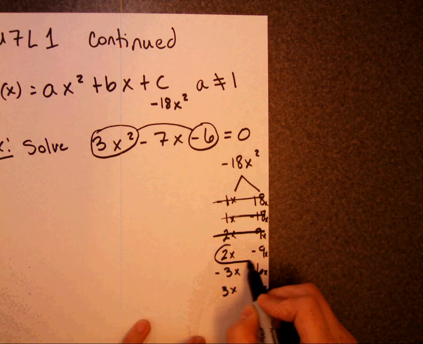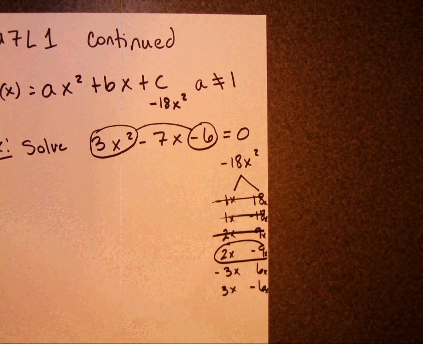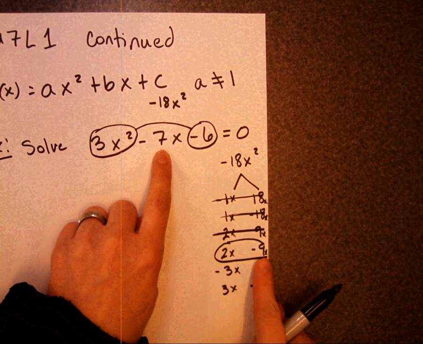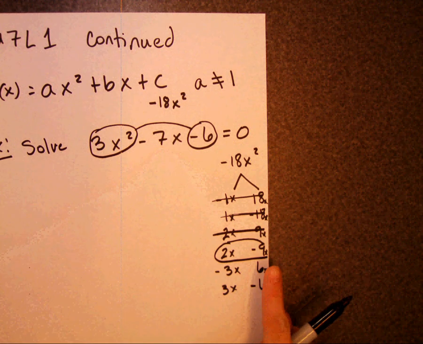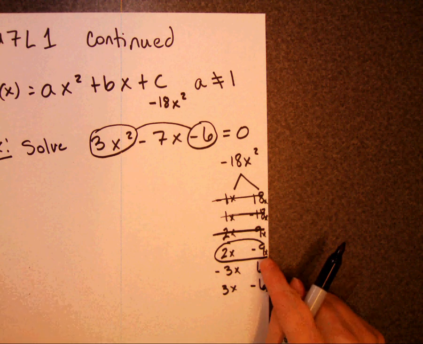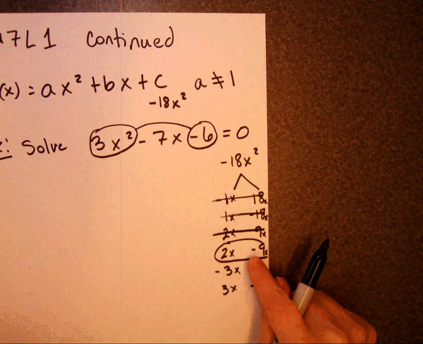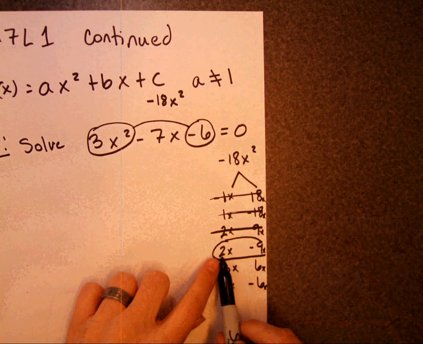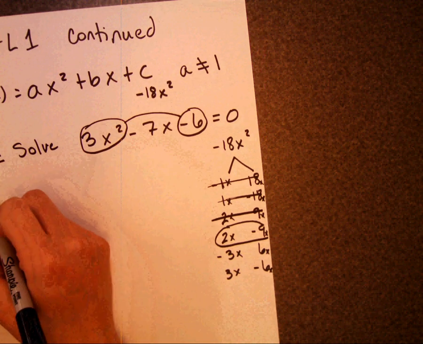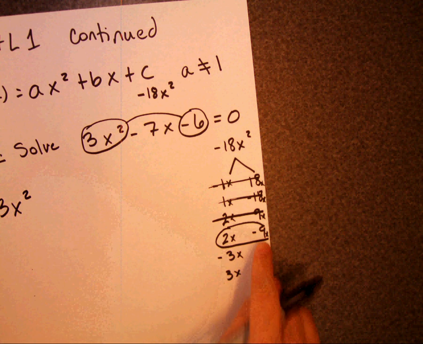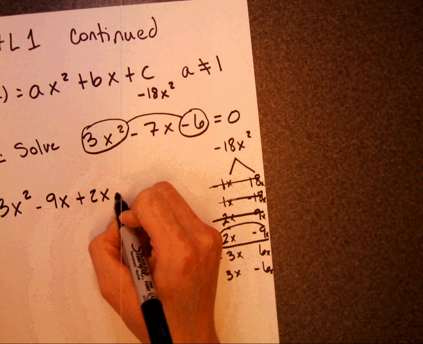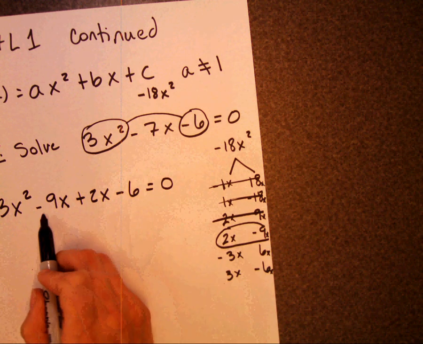Now, we're going to set this up. I'm going to replace negative 7x with the 2x and the negative 9x, and I'm going to put the bigger number first. We're going to disregard the sign for a moment. I know it's negative, but don't look at the negative. Just look at the number, the 2 and the 9. The bigger number is going to go first. So I'm going to rewrite this as 3x squared, bigger number is 9, so minus 9x plus 2x minus 6 equals 0. Negative 9x plus 2x gives me negative 7x. So all I did was rewrite this.